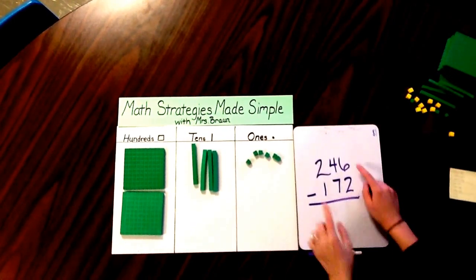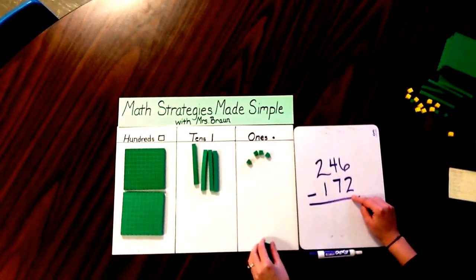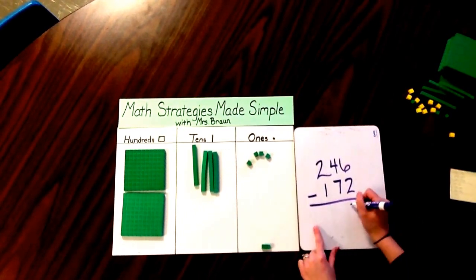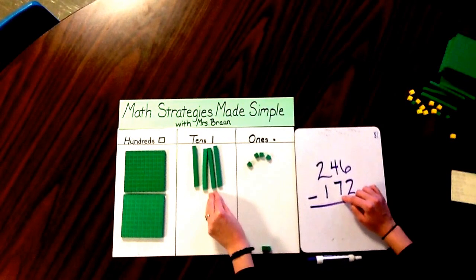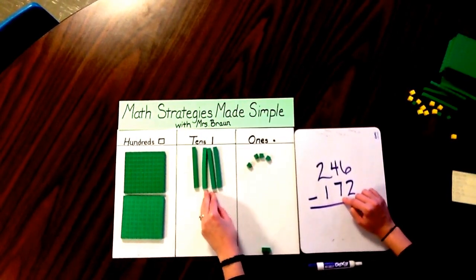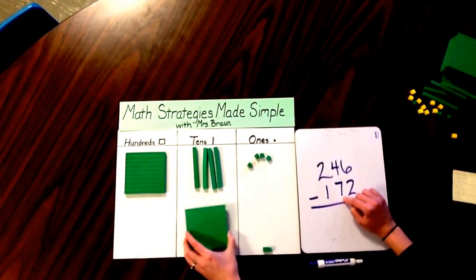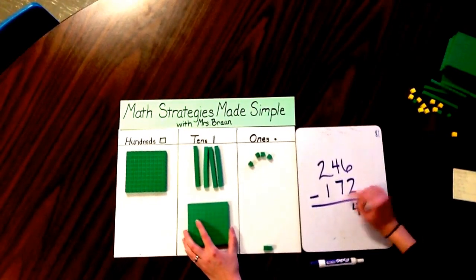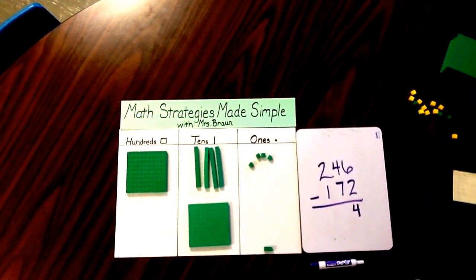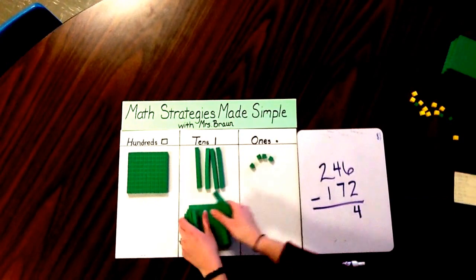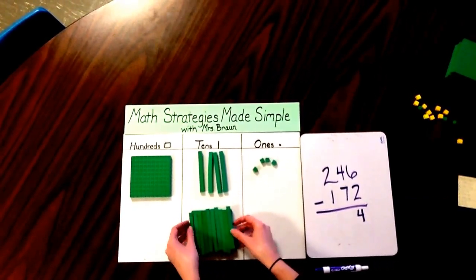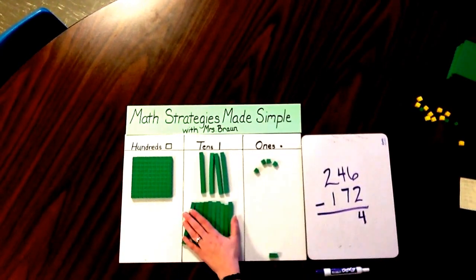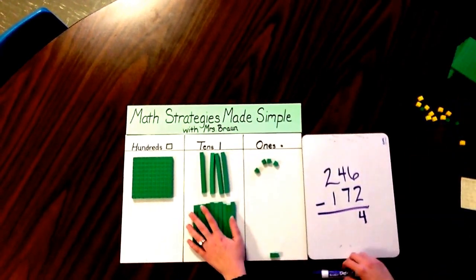So in the ones place, 6 take away 2. I'm going to take these 2 away, which leaves me with 4. Then I have 4 tens, but I need to take 7 away. So I'm going to regroup. So I'm going to take this 100 and I'm going to turn it into tens. I'm going to grab 10 tens. Again, I'm not changing the value, I'm just changing the way that it looks.